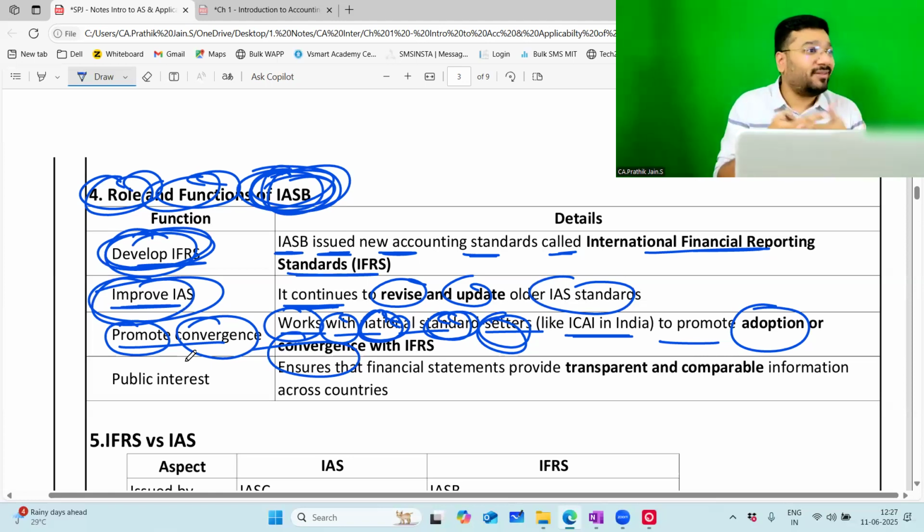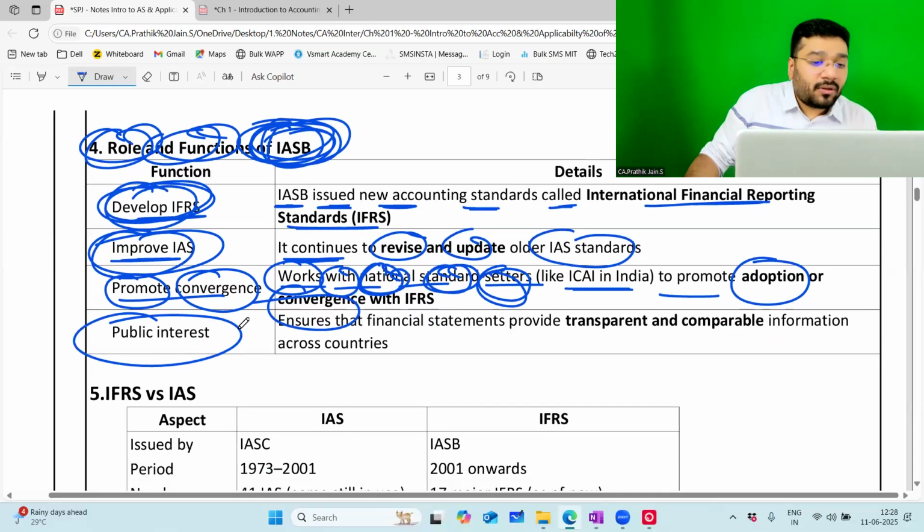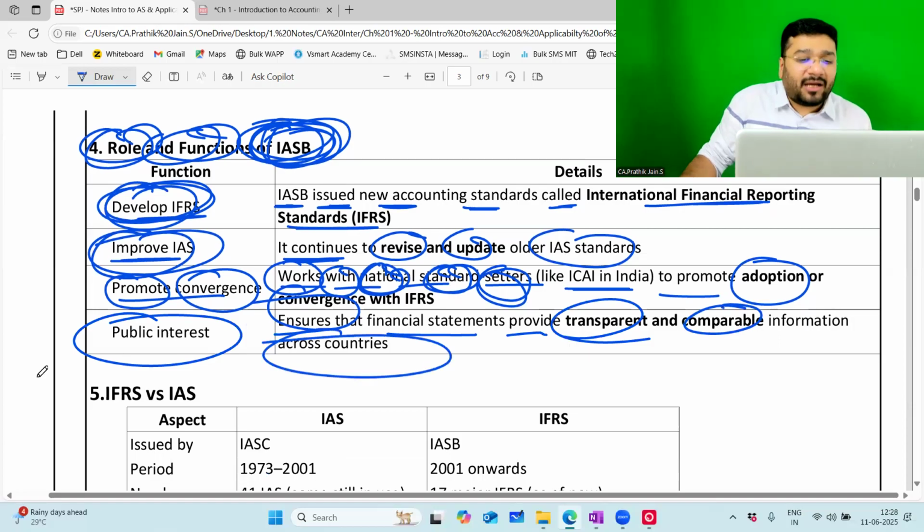80% at least you match. If not 100%, 80% you match with us. When you do so, we will have trust in your companies and in the financial reporting done by your companies. Then we will invest, or else we will not invest. Who said? IASB said. So IASB ensures that financial statements provide transparent, comparable, same data across the countries. Same information, different manner.